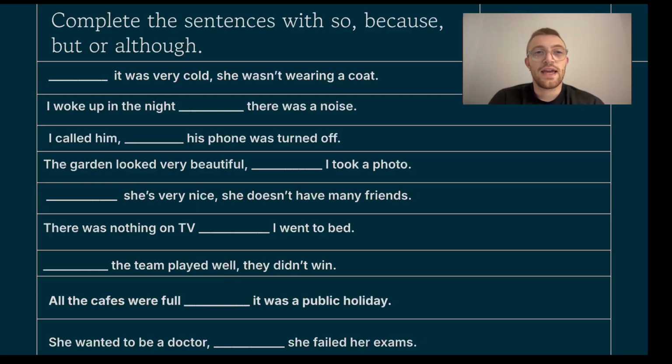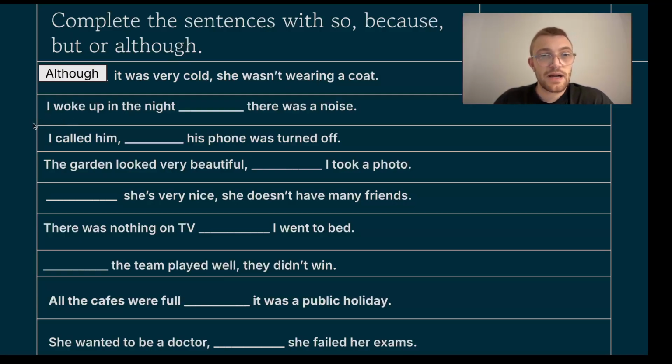So it was very cold. She wasn't wearing a coat. So you would think that if it's very cold, you should wear a coat. So we want one of those contrasting ones. But doesn't work because it's at the beginning. Can't put but in the beginning. So it has to be although. Although it was very cold, she wasn't wearing a coat.